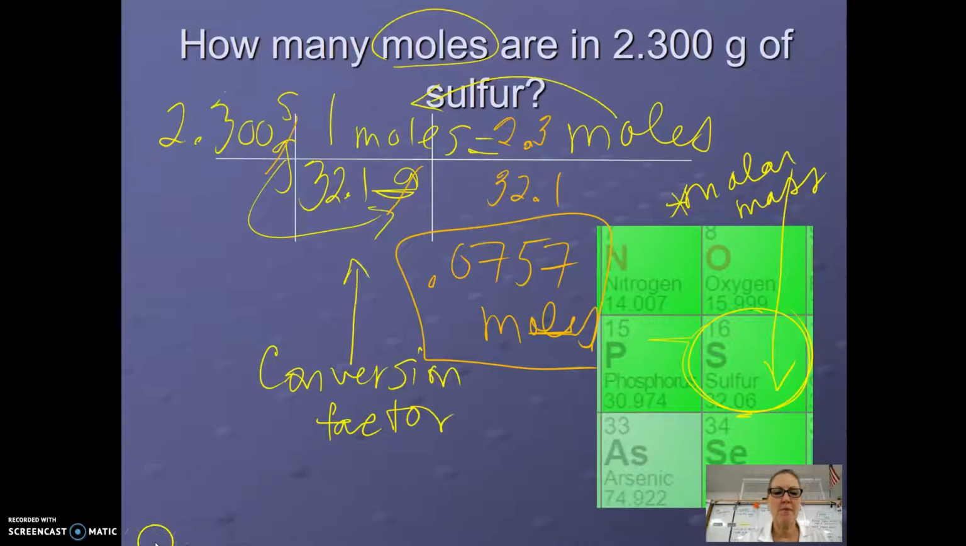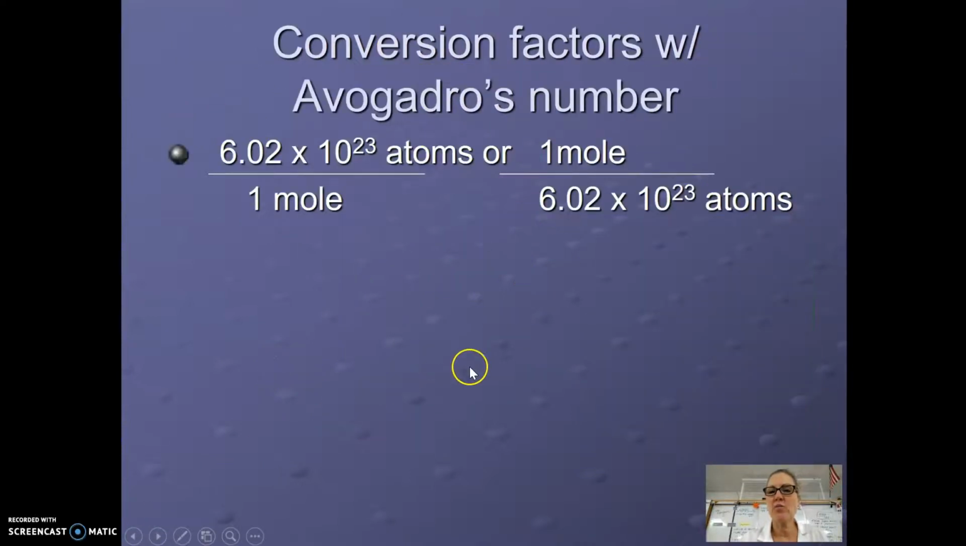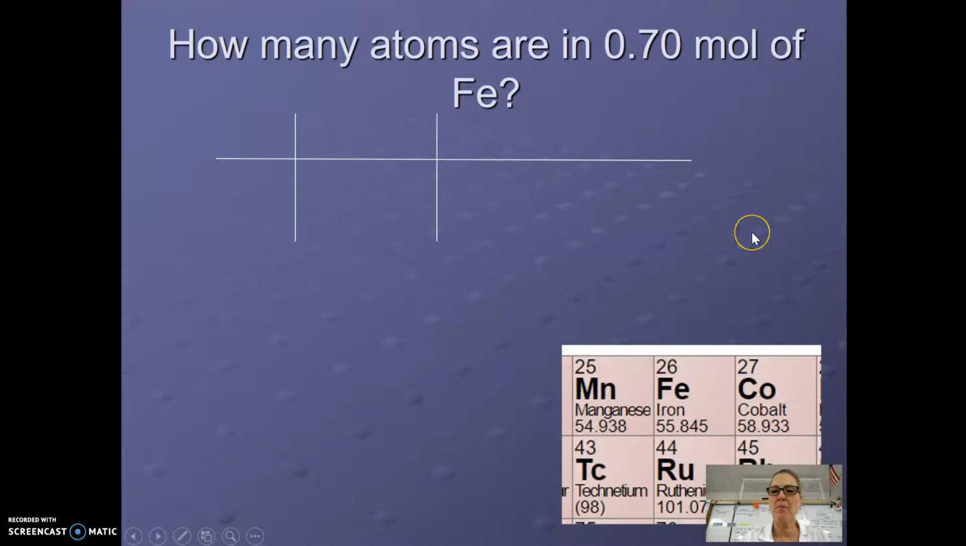Let's try one more. In this case, we're going to go ahead and use Avogadro's number now. So this is where we get to use the conversion factor, Avogadro's number for the number of particles. So atoms are particles. So this is going to tell me how many particles are in 1 mole, and I'm either going to turn it this way or I'm going to turn it this way, depending upon what is given. So looking at my problem, here's the problem I'm going to solve. Maybe you can go ahead and set it up.